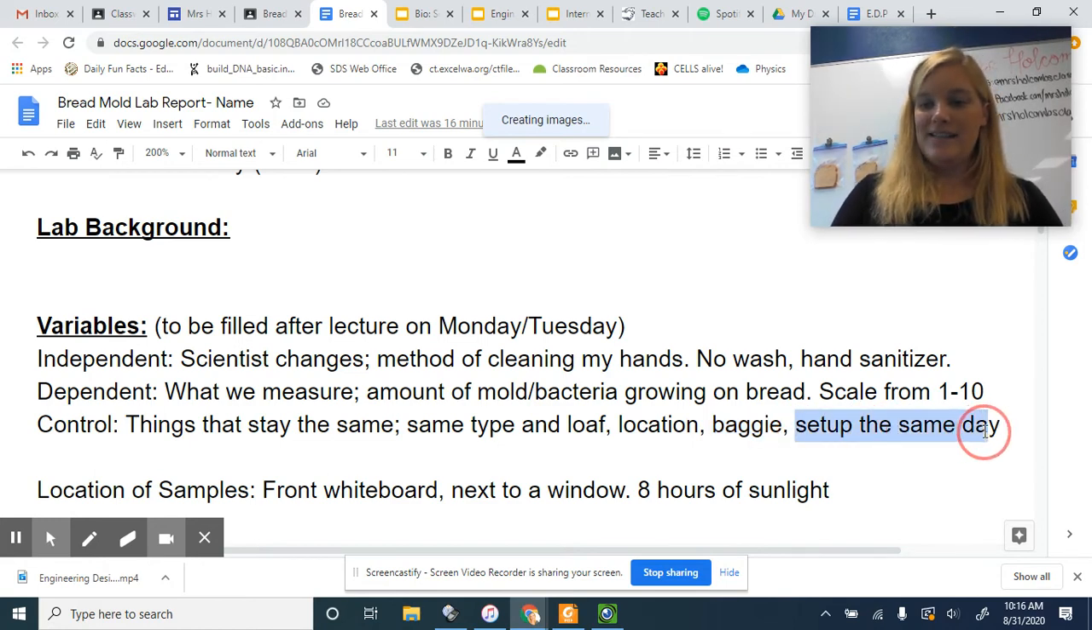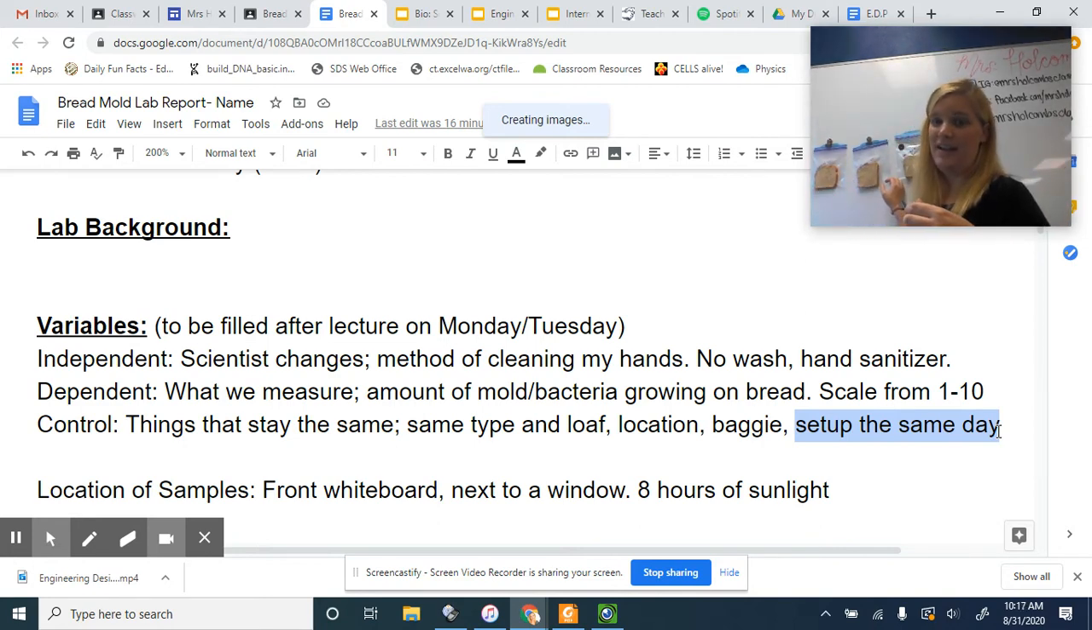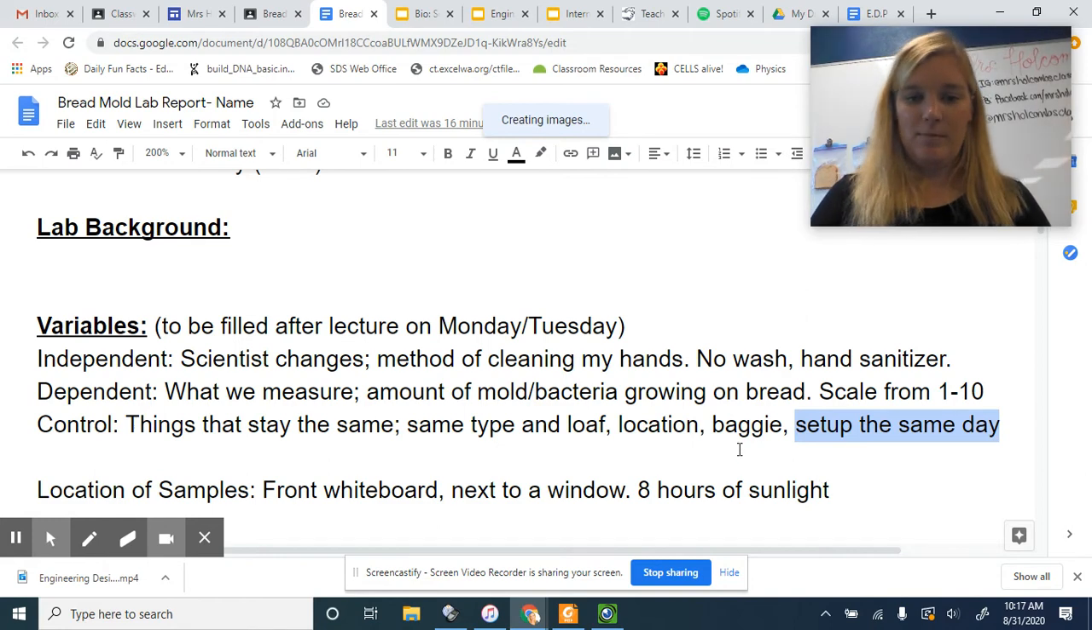And then the last thing that we came up with is that it was all set up the exact same day. So we created all of these bags on the same exact day. If I would have done my control on one day and I sealed it up in this airtight bag and these pieces of bread were still just in the bread bag, that's not sealed super well, I wouldn't know what this was exposed to that was different from this piece. So you want to make sure that it's all set up on the exact same day.